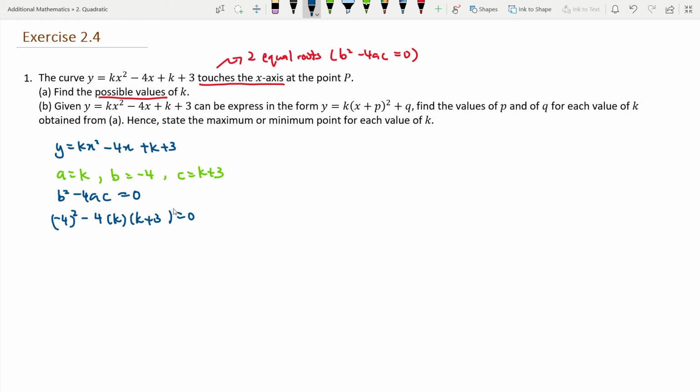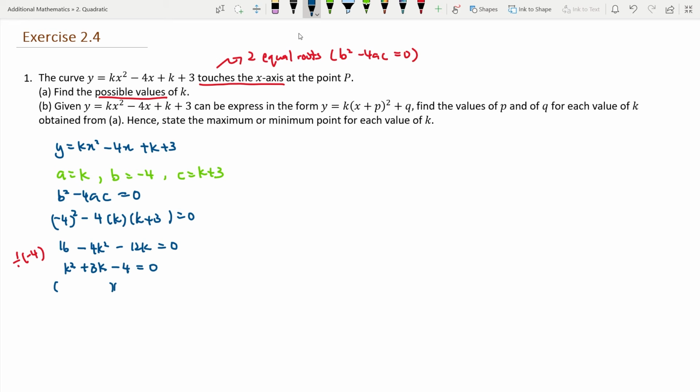We expand the equation. Negative 4 squared, we get 16, minus 4k squared. Negative and positive, we get a negative 12k is equal to 0. This is a quadratic equation, but before we solve it, we simplify it first so that it is easier to factorize later. We divide the equation by negative 4 and rearrange it at the same time. We get k squared plus 3k minus 4 is equal to 0.